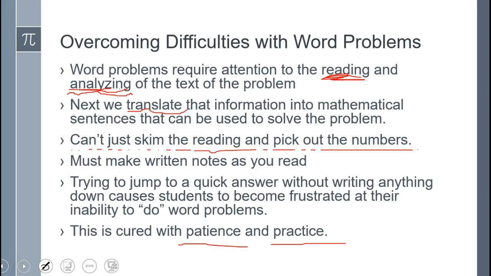You can't just read the problem quickly and pick out the numbers all the time. You have to make notes as you read, and you've got to get past the thinking that when the problem's presented in words, you just are to blurt out an answer. Sometimes there are steps to do before you can get there. When you try to jump to quick answers because you think you know the answer, like it's a trivia question, you become frustrated and you think you can't do word problems. It's because you're not doing word problems, you're just answering questions. That's a difference. So we get by this with patience, which you'll have to develop, and practice, which I will supply plenty of.